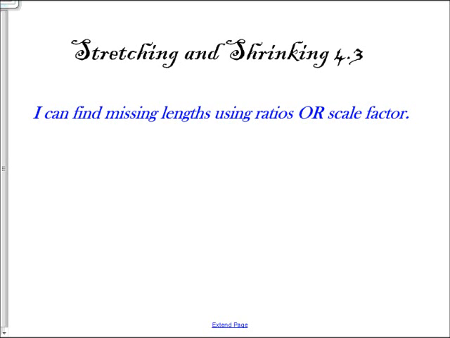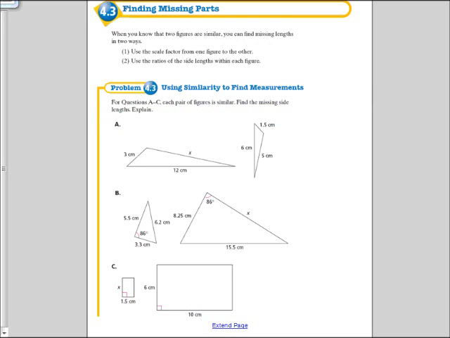Gentlemen, we're looking at stretching and shrinking 4.3. We're going to use the idea about ratios and scale factor to find missing lengths. Well, let's set this up. Let's use scale factor first.